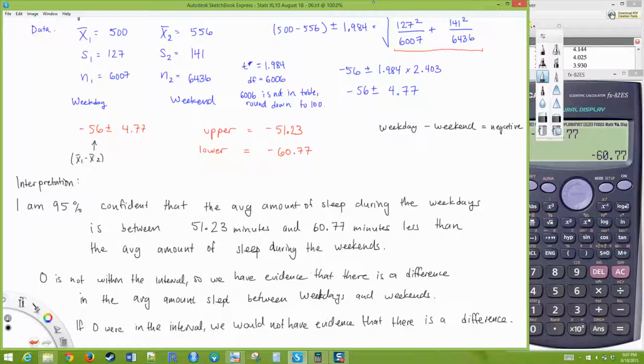Good? Alright, I'll give you a second to get everything written down. But conceptually, is this okay? Yes? Okay. Yeah, question? The interval you mean between 1.23 and 60.77? Yes, between the upper and lower bounds. Okay, so our entire interval is negative, so 0 is not in there.